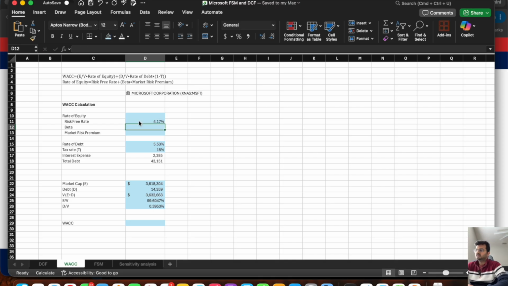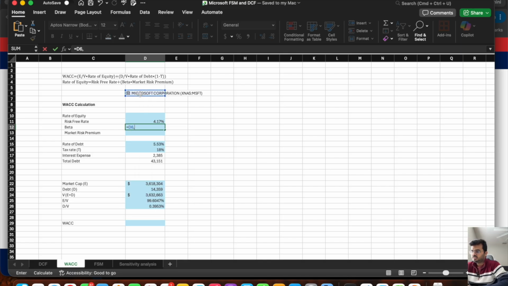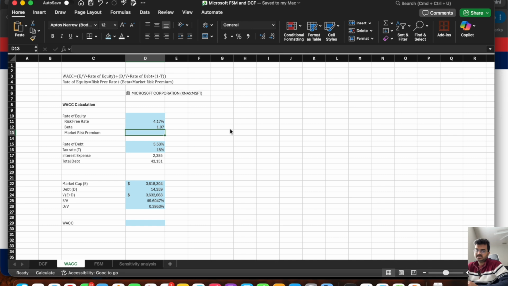4.167%. Next one is beta. So what most of people do is evaluate what is the beta for Microsoft. So what I can do is I'll just come here and go and figure out what is the beta. Here it says beta is 1.07, which is done. But in turn, I have some issue with it. I'll come back later. The next one is market risk premium.